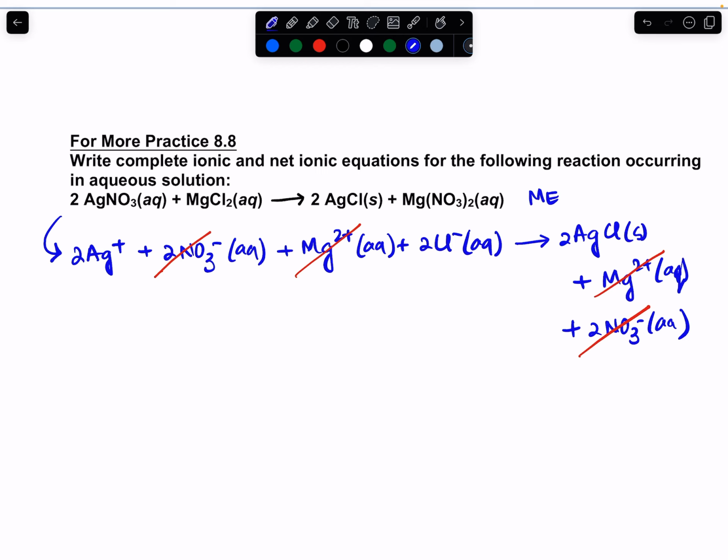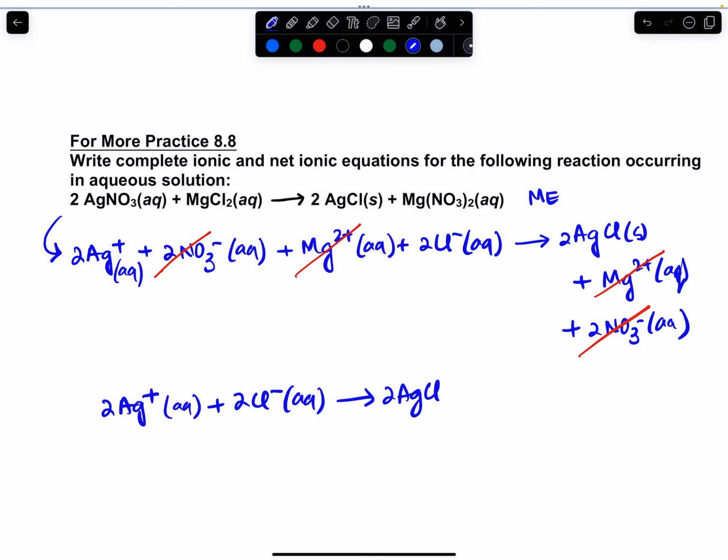Now let's finally write down the net ionic equation, which should be 2Ag plus (aq), I forgot to put an (aq) there, plus 2Cl minus (aq) gives us 2AgCl solid. And there you have it.